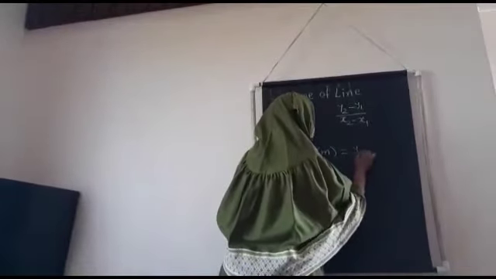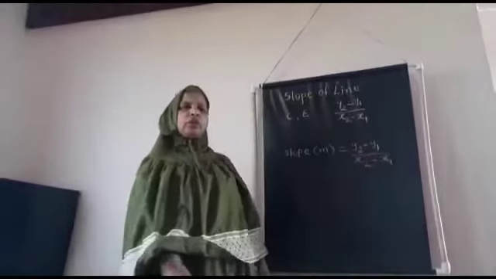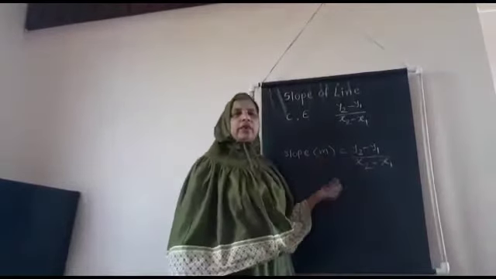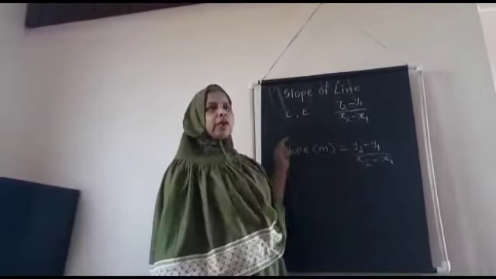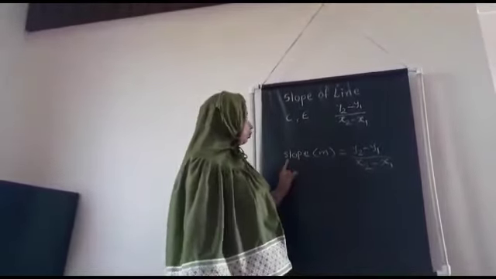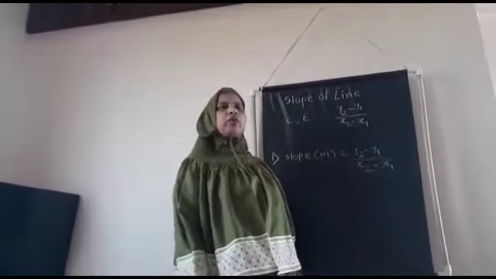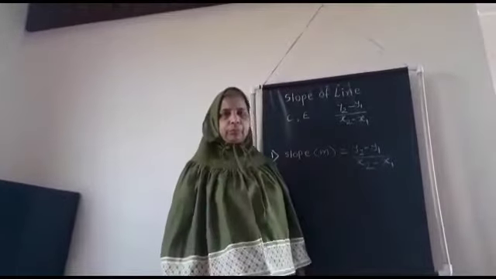So, slope formula: slope, which is denoted by small letter m, is equal to y2 minus y1 upon x2 minus x1. Using this formula, we can easily calculate the slope of the given line with the help of the respective coordinates given in the question. So this is the first slope formula, when the coordinates of the respective points are given.